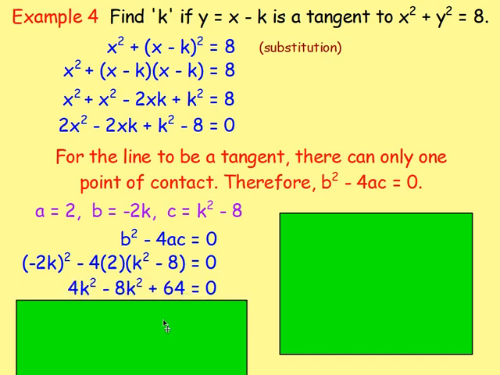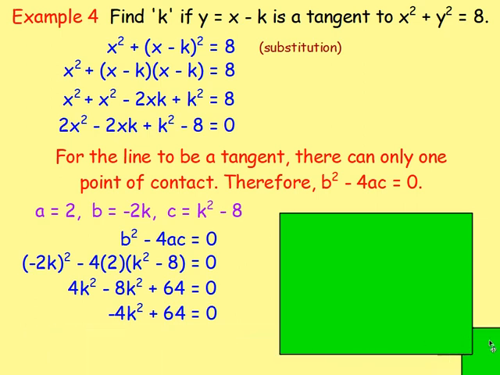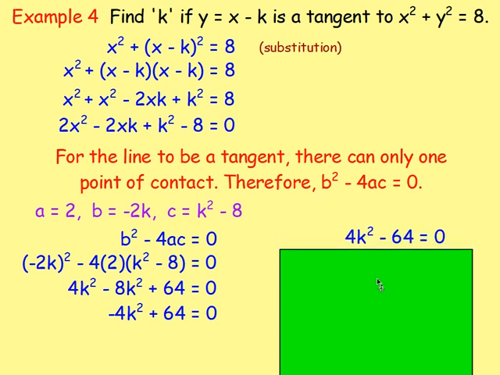From there, multiply out the brackets. So 4k squared minus 8k squared plus 64 equals 0. 4k squared minus 8k squared gives us negative 4k squared plus 64 is 0. And from there, you're wanting to solve that. Because you've got a negative 4k squared, I'd probably add k squared to both sides and subtract 64 from both sides to give us 4k squared minus 64 equals 0.